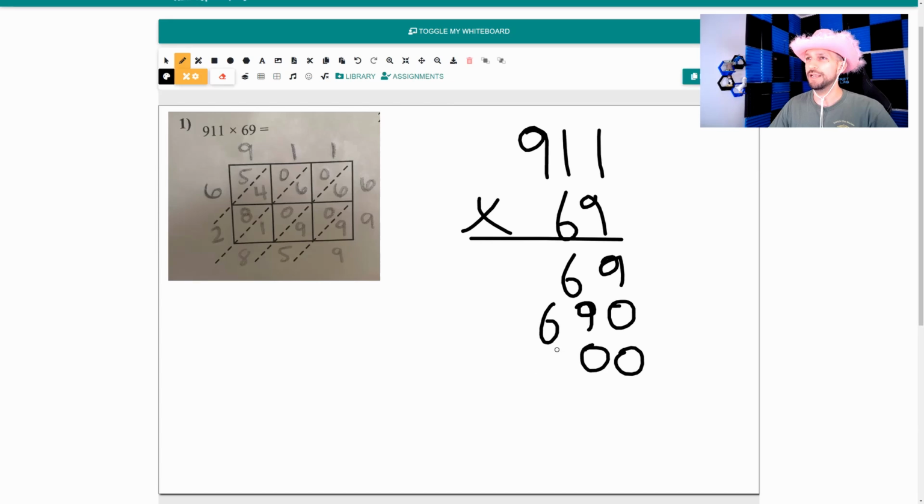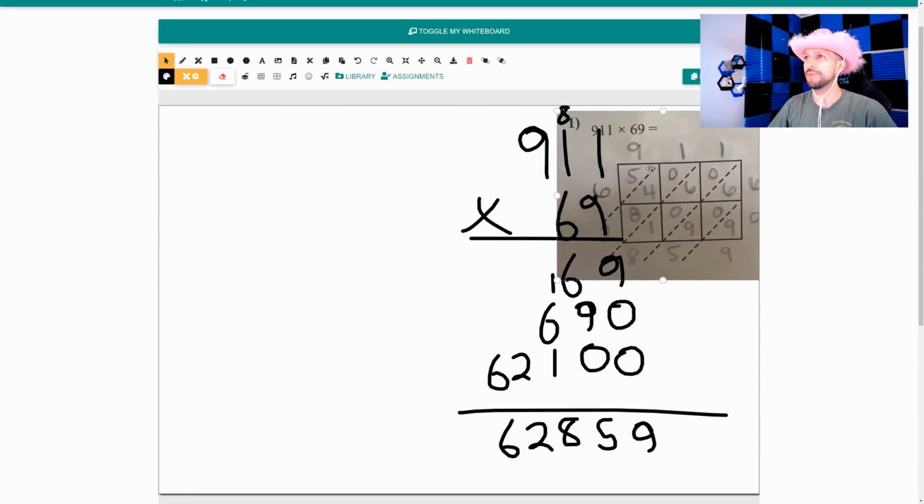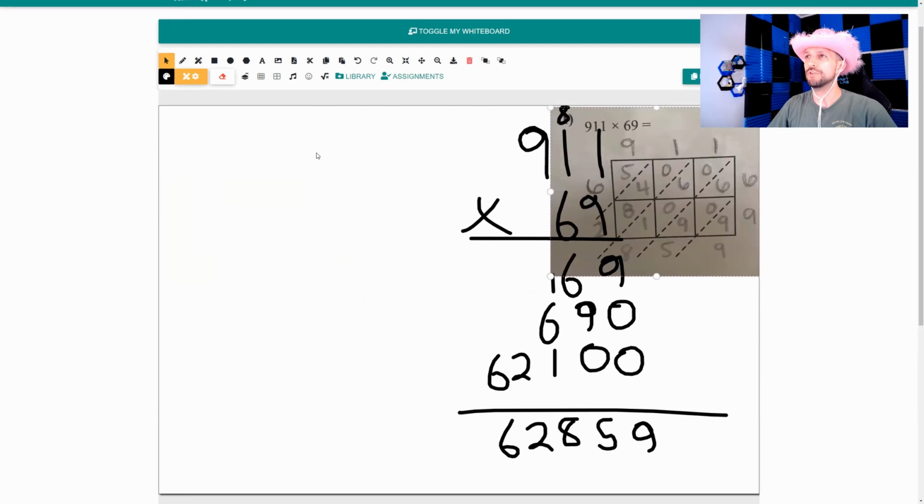9 times 9 is 81. Carry the 8. And then 9 times 6 is 54 plus 8, 62. And then you add them all up vertically: 9, 15, 8, 6, 2, 8, 5, 9. So we do have 62,859, right? Well, why would you use this lattice method instead of just the normal one?